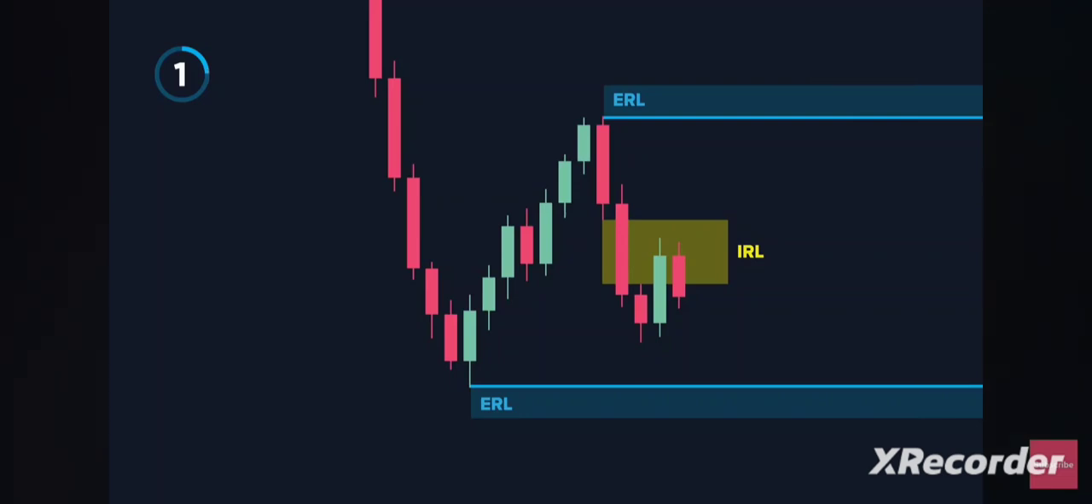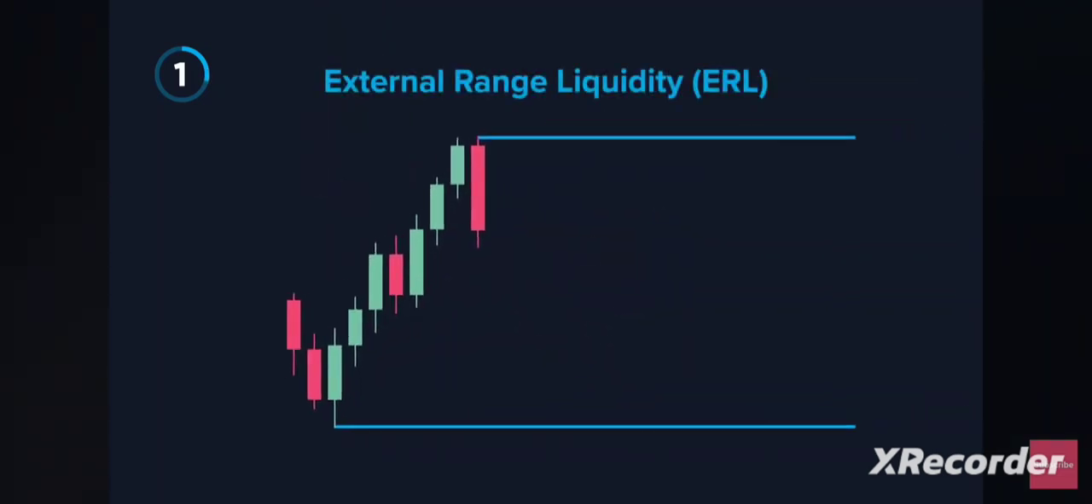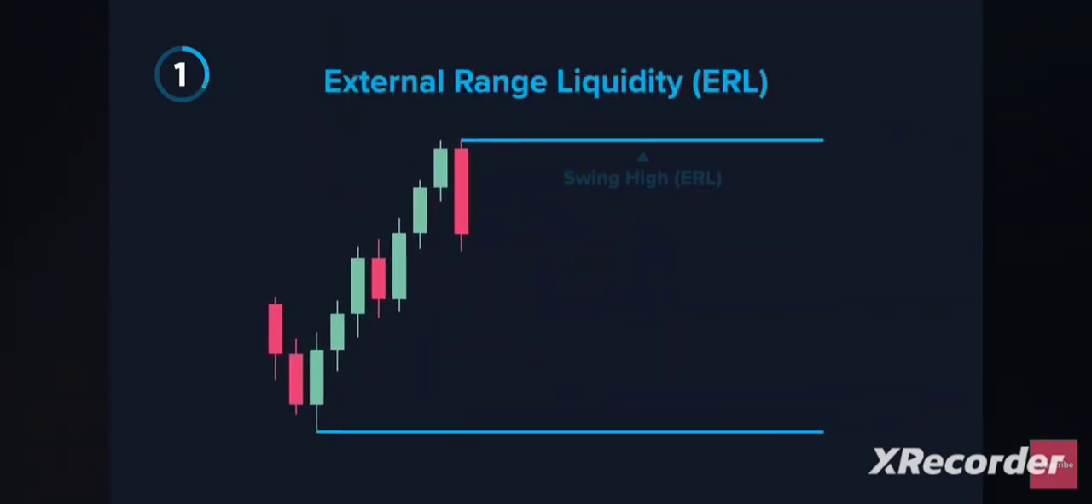When people typically talk about liquidity, they are usually referring to the external range liquidity, which can be either a previous swing high or a previous swing low. These are pivotal moments in the chart because they either result in a trend continuation or a trend reversal in the form of liquidity runs and liquidity sweeps, which we will be covering further into the video.